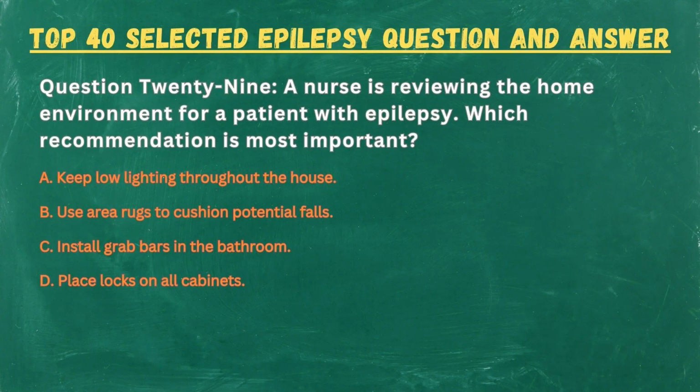Question 29. A nurse is reviewing the home environment for a patient with epilepsy. Which recommendation is most important? A. Keep low lighting throughout the house. B. Use area rugs to cushion potential falls. C. Install grab bars in the bathroom. D. Place locks on all cabinets. Answer: C. Install grab bars in the bathroom.